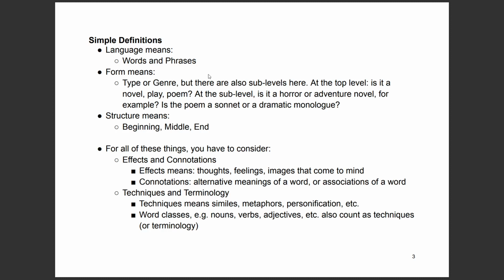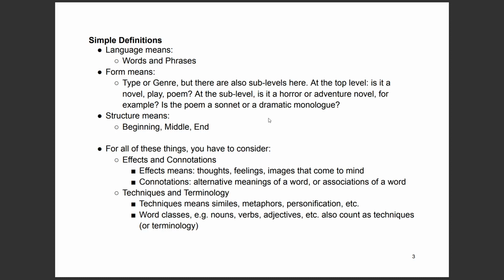Form means type or genre. But there are sub-levels here. At the top level, you have to ask yourself, is it a novel? Is it a play? Is it a poem? Then within each category, for a novel, you might ask, is it a horror novel? Is it an adventure novel? For a poem, you might ask, is it a sonnet? Is it a dramatic monologue? Or some other kind of poem?